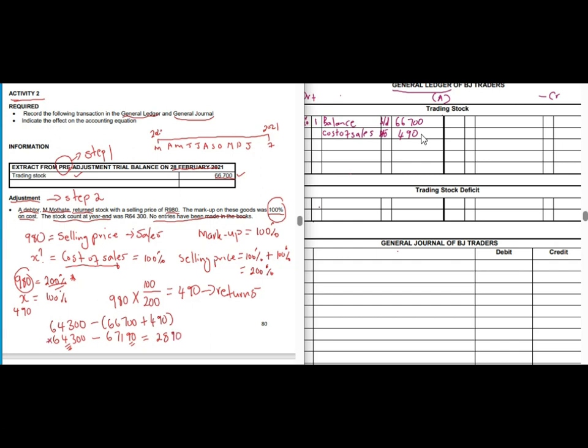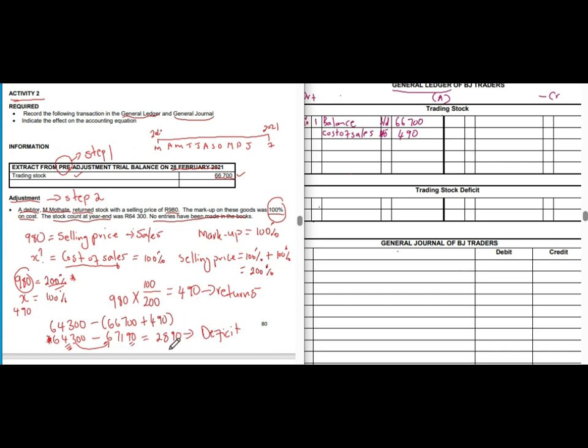2,890, meaning their physical stock count is less than our physical stock count. Then this thing, what is it? It's a deficit. Their physical stock count is less than our physical stock count, meaning our physical stock count is more than theirs. Then it's a deficit, meaning we are losing as a business.